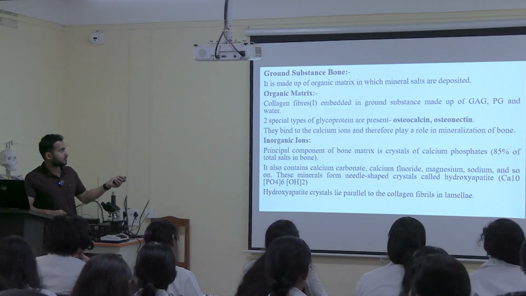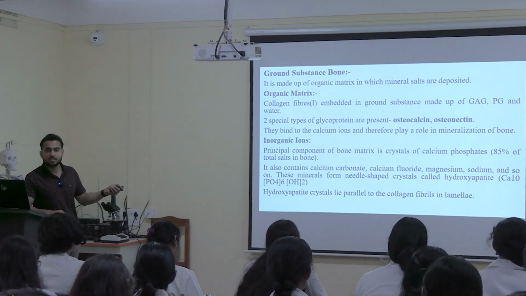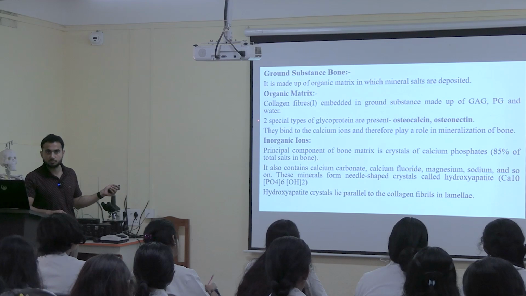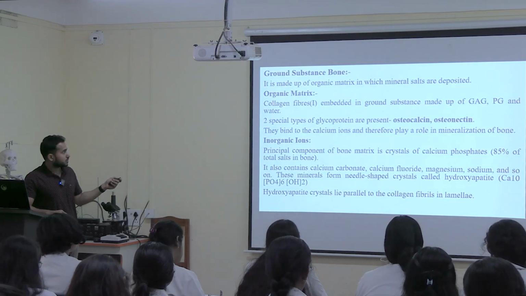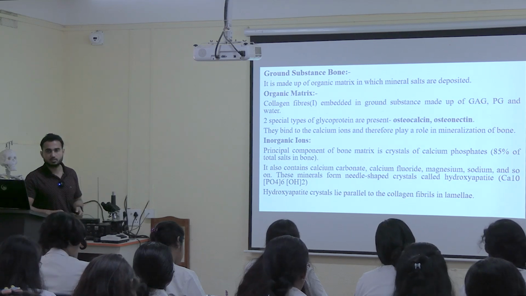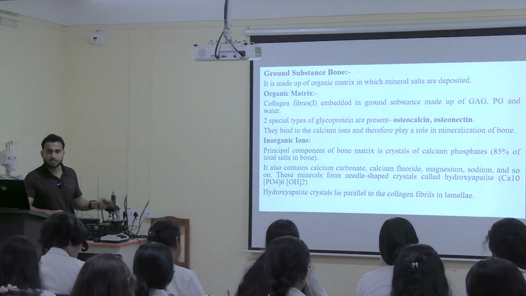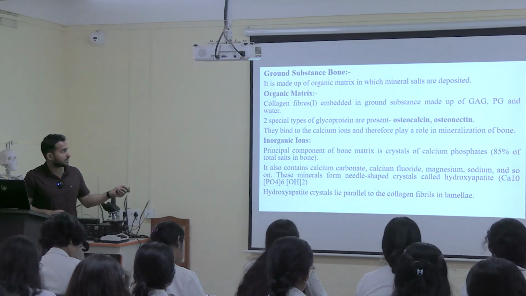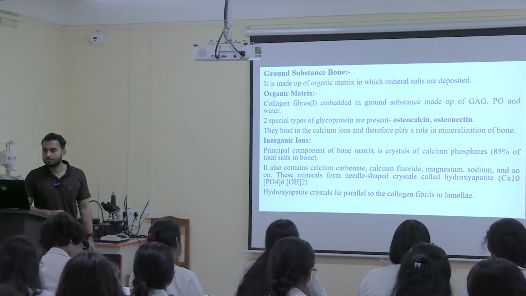First of all, collagen fibers will be there. Along with that, GAG, that is glycosaminoglycans, and proteoglycans are there. Along with that, water molecules are also present. Two special types of glycoproteins are present, that is osteocalcin and osteonectin. Very important. Two specialized glycoproteins are present in the bone. What are they? These are called osteocalcin and osteonectin.